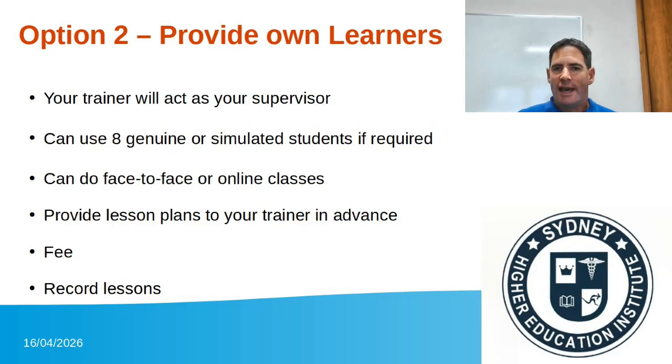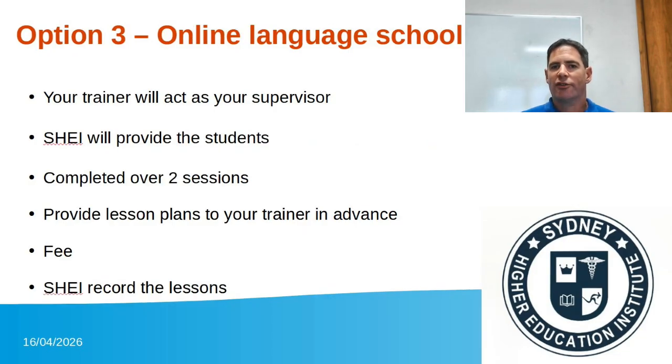Option 3 is using our online language school and also attracts a fee. It's completed over 2 separate dates. We'll provide the students. Once again, the trainer will act as your supervisor. We'll help you get prepared for it. We have an administration team which organises the practicum for this option 3. And we record the lessons and the lessons will be sent by the moderator of the online class to the trainer. It's a good option.